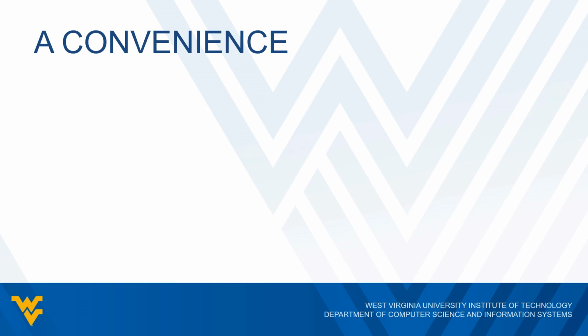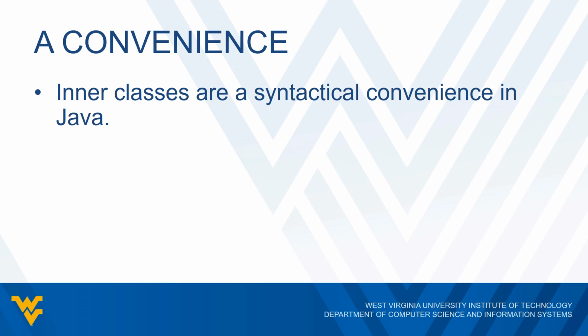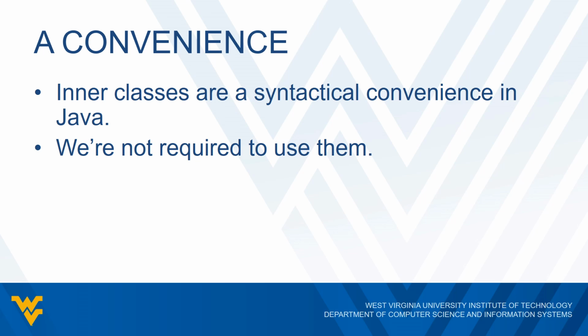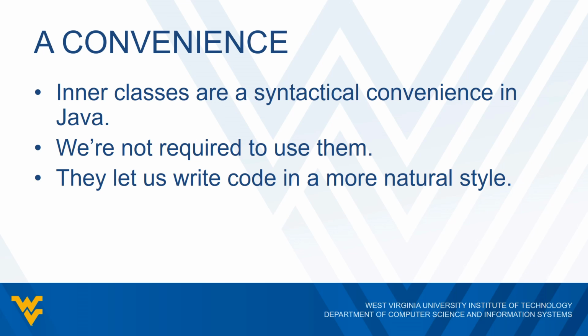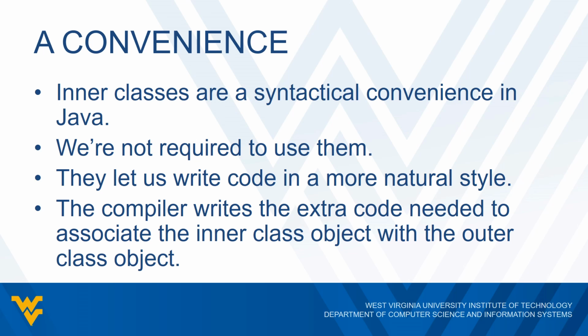So what we find here is that inner classes are a syntactical convenience for Java programmers. We don't need to include them. They're not required in our code, but if we do include them, it allows us to write code in a style that's more natural, kind of like the first version of our code that was incorrect. Here we're allowing the compiler to write the extra code that we need to associate the inner class object with our outer class object.